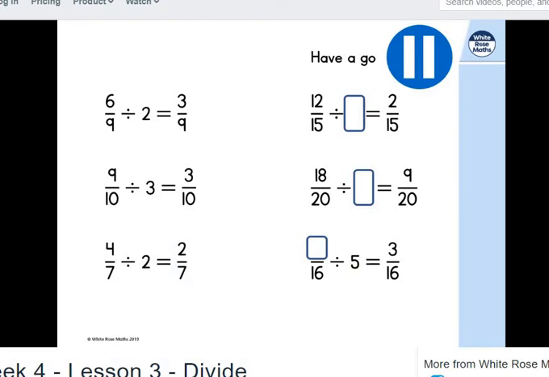What about this next one? 12/15 divided by something is 2/15. What do I divide 12 by to give 2? Well, that would be 6. 12/15 divided by 6 is 2/15. The next one, I divide by 2. And this next one, I'm not given the numerator, but something 16ths divided by 5 is 3/16. Well, 5 times smaller than 15/16 would be 3/16.